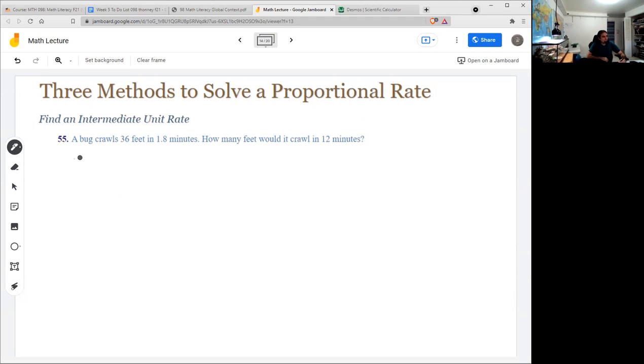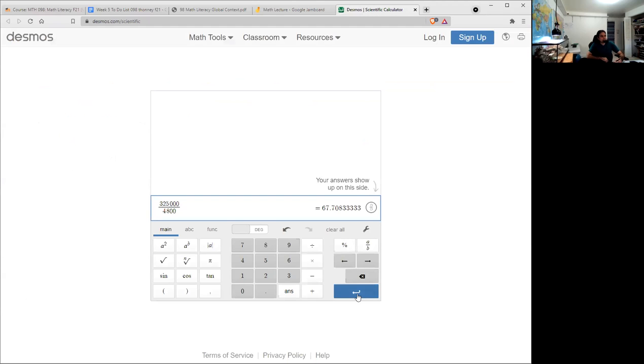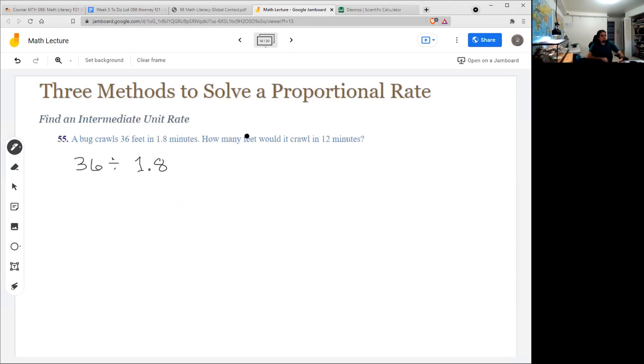So these people will say, let's start by doing 36 divided by 1.8. Get 20. And they've turned this into a unit rate because that's what division does. Just like finding at the grocery store how many servings of ice cream you get per dollar or whatever, right? You take the top divided by bottom of a rate and you get a unit rate out of it.